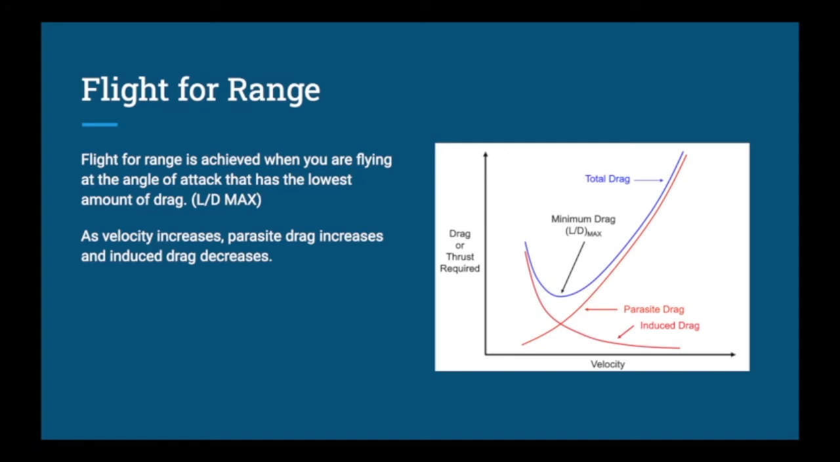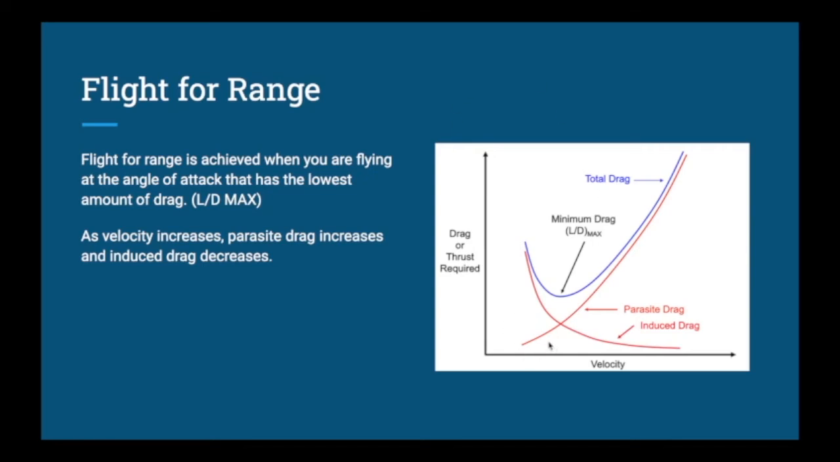Alrighty, so now we'll talk about range and endurance. Starting with range, range is achieved when you're flying at an angle of attack that has the lowest amount of drag. So we have the most amount of lift and the least amount of drag.